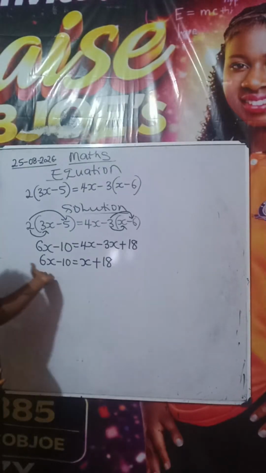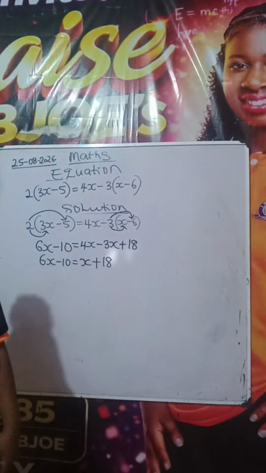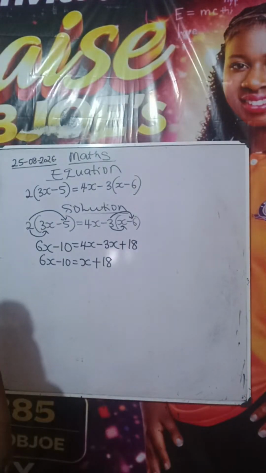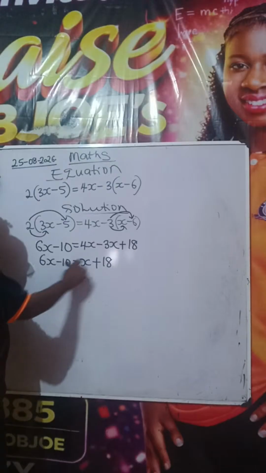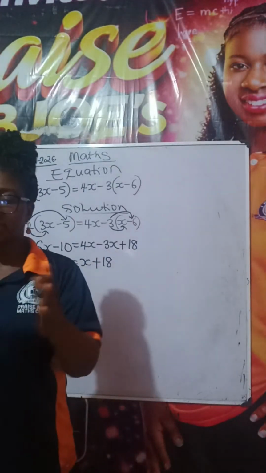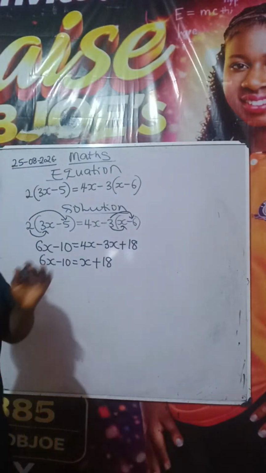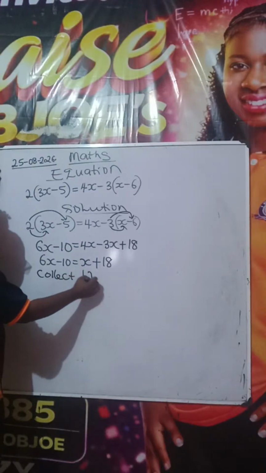Now this is what we have at this point. So what do you think I should do next? Look at it. Now all we need to do is we are going to collect our like terms. There is x here, there is x, there is 18, there is 10. So we put all the like terms together. Good job. So we collect our like terms.